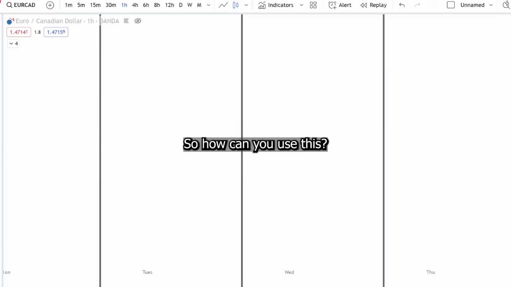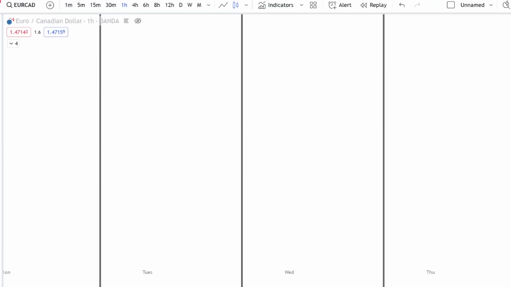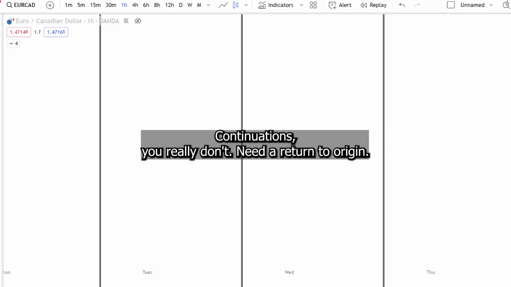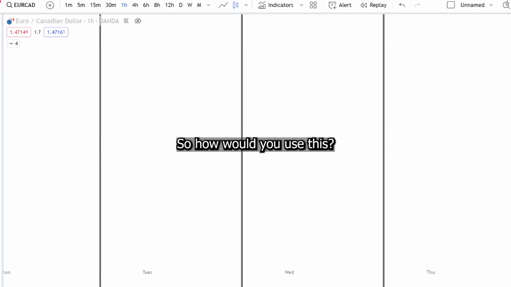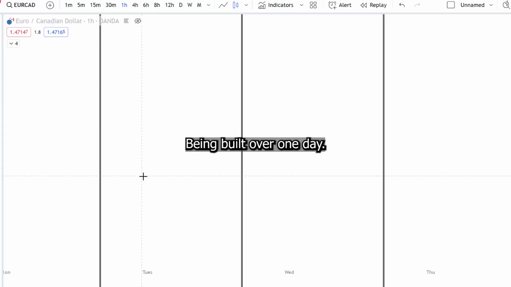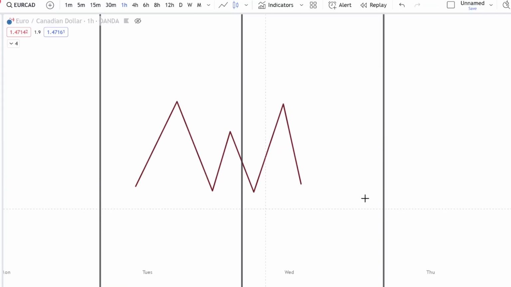So how can you use this if your setup does not consist of a retest? You're not a retest trader. You're strictly trading continuations. And if you're trading continuations, you really don't need a return to origin. So how would you use this? So instead of your three-step being spread over more than a day, you would want your liquidity accumulation being built over one day. So something like this. Your liquidity being built, and it took 2 days to build your liquidity.